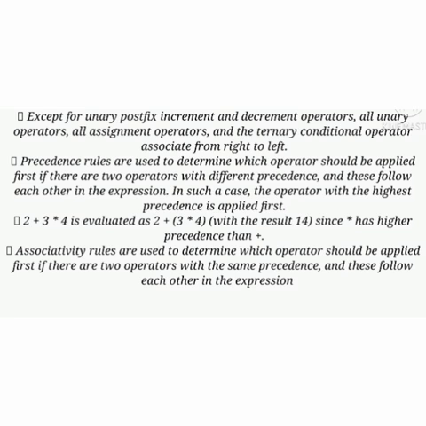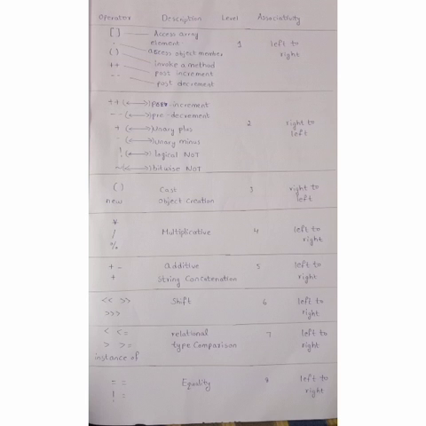Associativity rules are used to determine which operator should be evaluated first if there are two operators with the same precedence that follow each other in the expression. Associativity of operators in Java means if an expression has two operators with similar precedence, then the expression is evaluated according to the associativity, either from left to right or from right to left. Here the two operators which share the same precedence share the highest precedence.